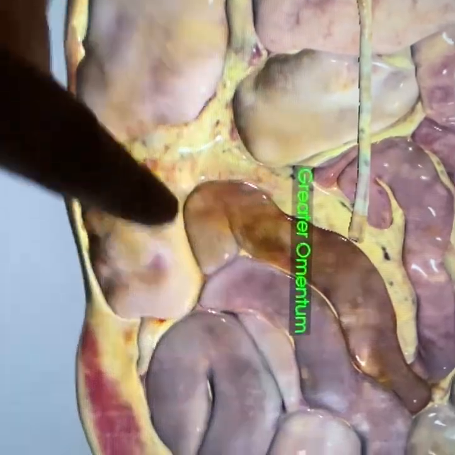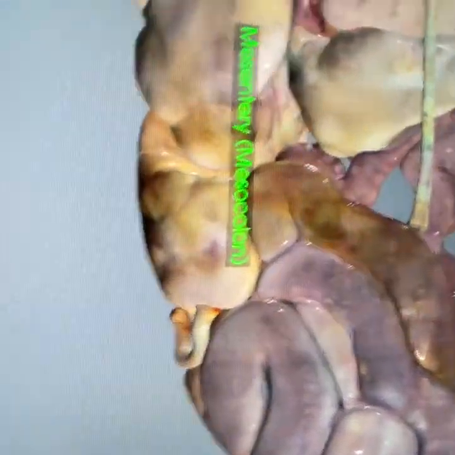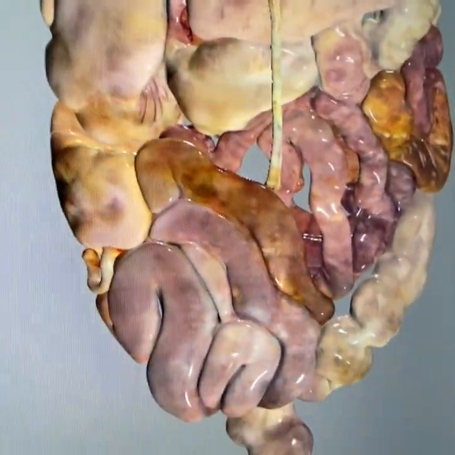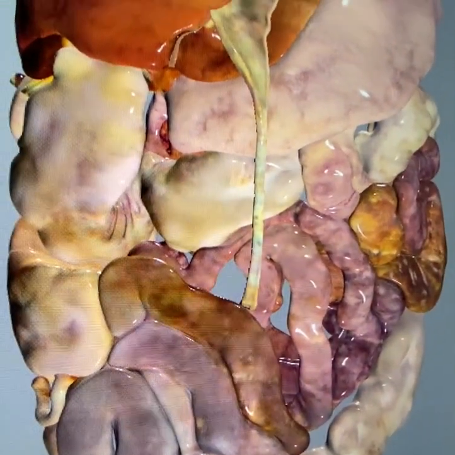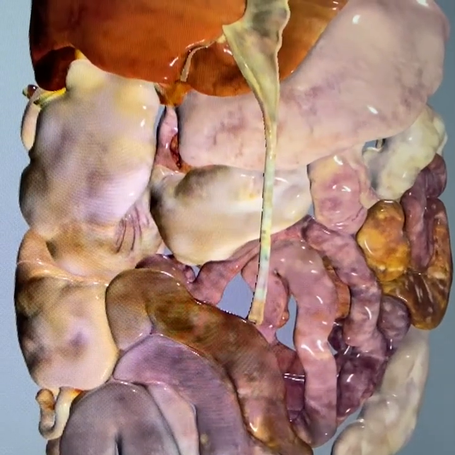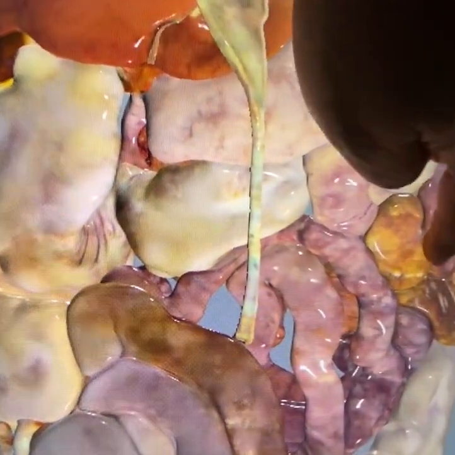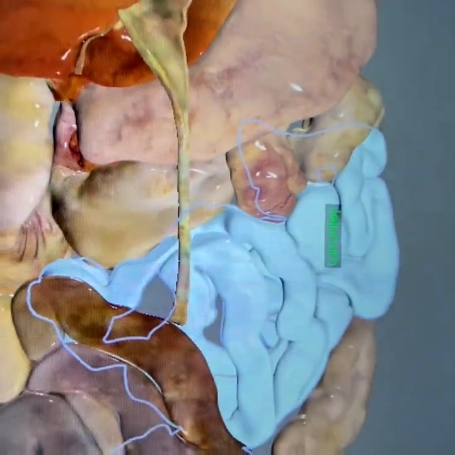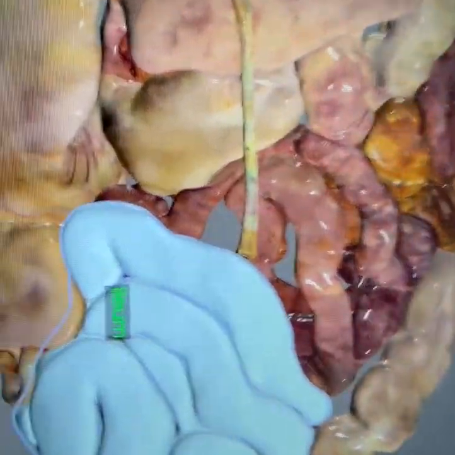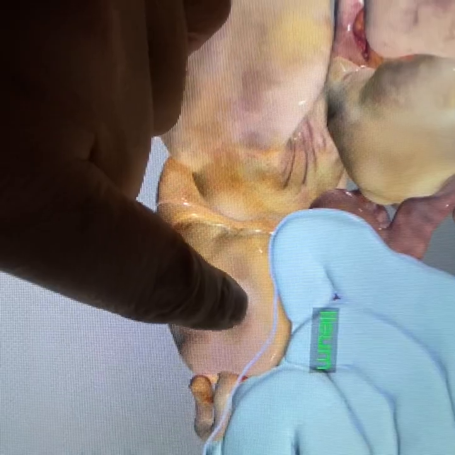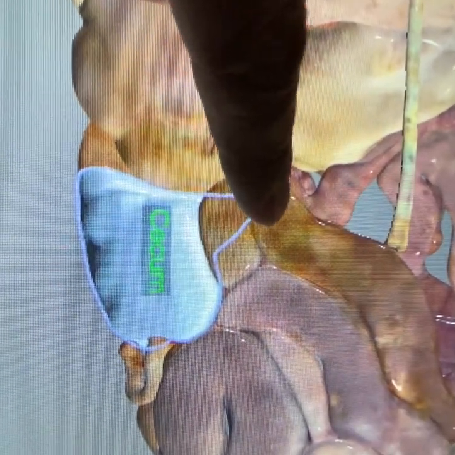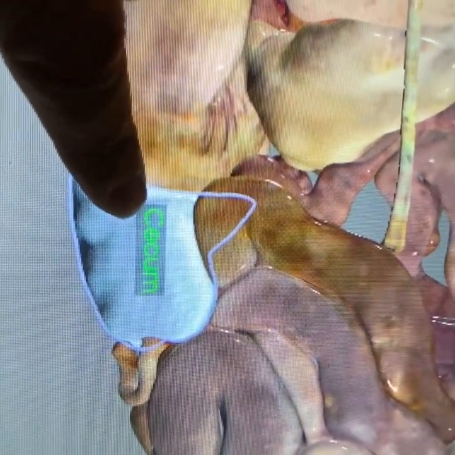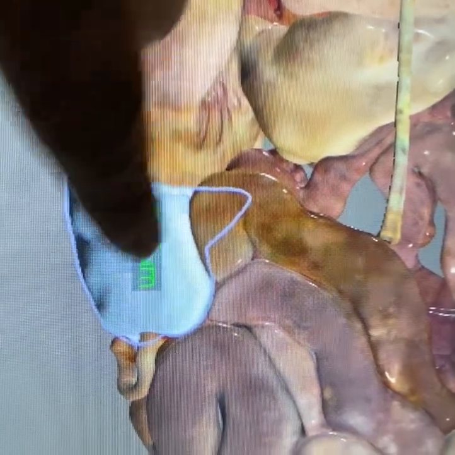We also remove the fat around the area as well. Now that will reveal certain structures anteriorly. The two last parts of your small intestine, which are your jejunum here and your ileum here. Your ileum is then connected to your large intestine, cecum, first part. The ileocecal valve is between your small intestine, ileum, and your cecum here, hence the term ileocecal valve.